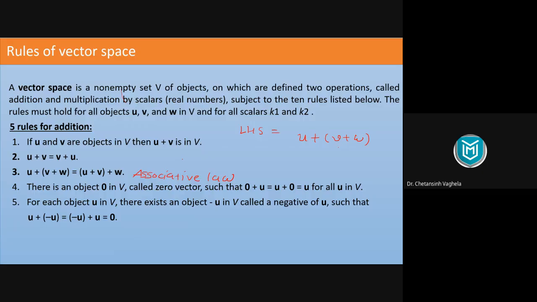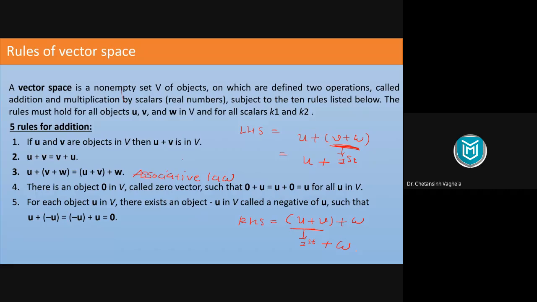So here you need to add v and w first, right? You need to add them first, and whatever your result is, then you will add your answer with u. So here v and w are added first, and then the result is added to our third object u. In our right hand side, the association is changed. Now u and v are in association and w is single. So in this case you need to add u and v first. You add them first, and whatever your result is, then you need to add w.